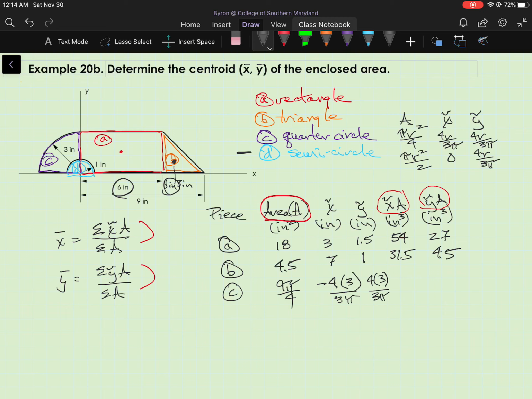And then when I find x tilde A, that's going to work out to negative 9, and y tilde A is going to be 9. Let me write that better. Okay.